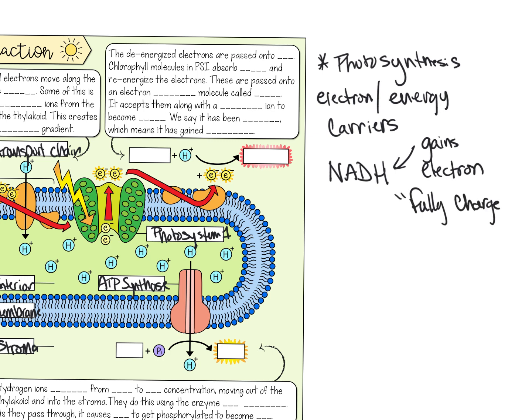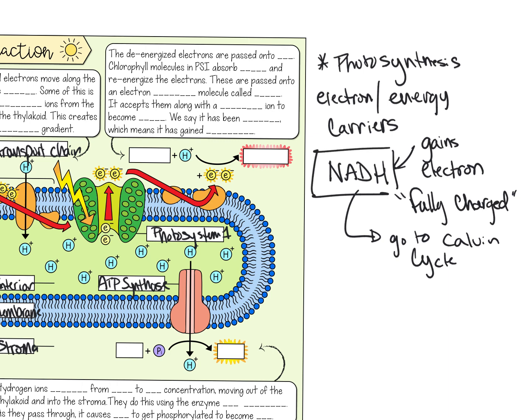Now, this molecule is kind of like ATP, but not really. It's like ATP in that it is a collection of energy, but instead of your cell using this NADPH, it's going to go into the light-independent cycle, the Calvin cycle, to be used, all right? So really, when we talk about photosynthesis, it makes two things: NADPH, and it also makes ATP as well.